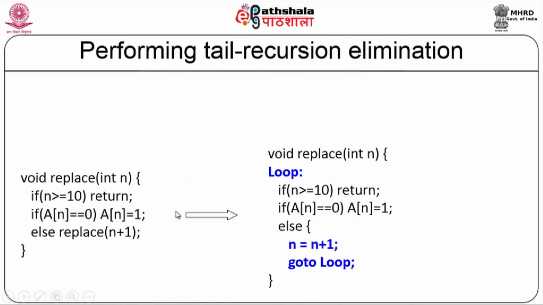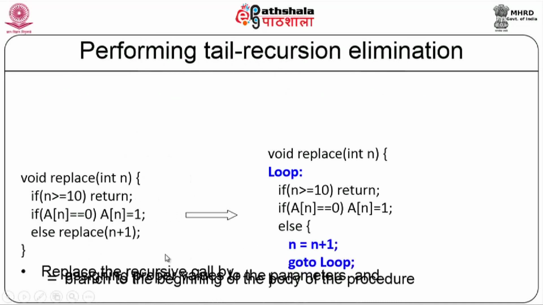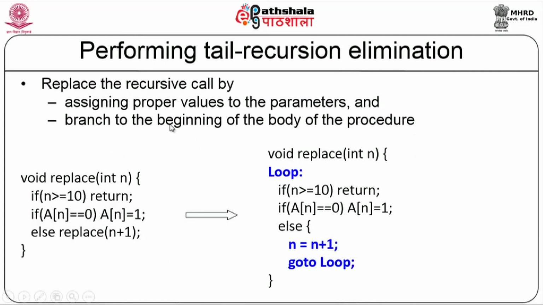So, here this is what we have done as tail recursion elimination. So, tail call can also be eliminated in a similar fashion. So, replace the recursive call by assigning proper values to the parameters and branch to the beginning of the body of the procedure. So, this is what we have done. This is using one more example, okay. So, delete the return after the recursive call, okay. So, this is what we have looked upon.